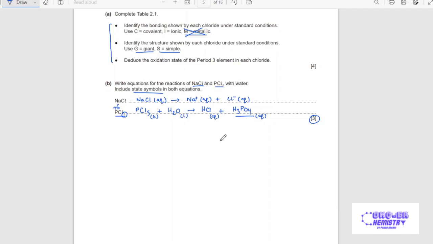And of course, we need to balance out this equation. PCl5 gives us 5HCl, right? And if we check the number of hydrogens, we have 5 over here plus 3, so that's 8. So we need 4 water molecules. That will give us 8 hydrogen atoms. Just to check, we have 4 oxygens on the left and 4 on the right. So that equation is balanced. Let's move on.